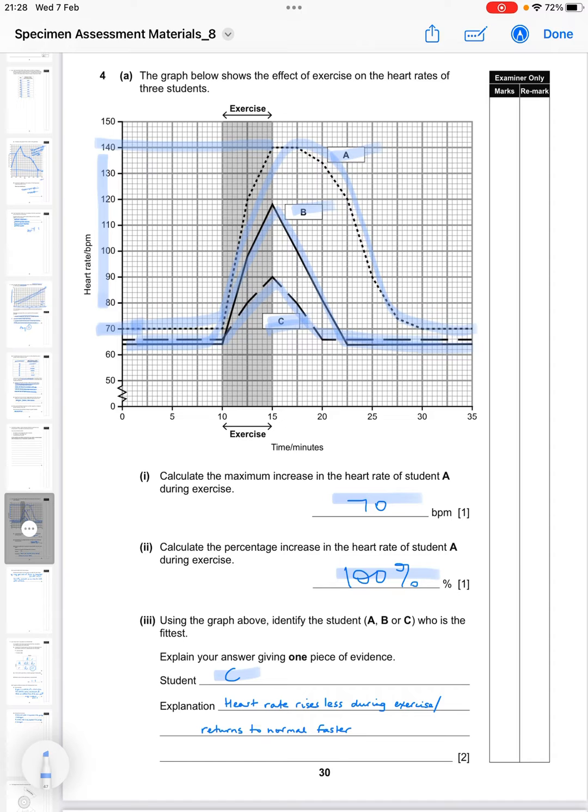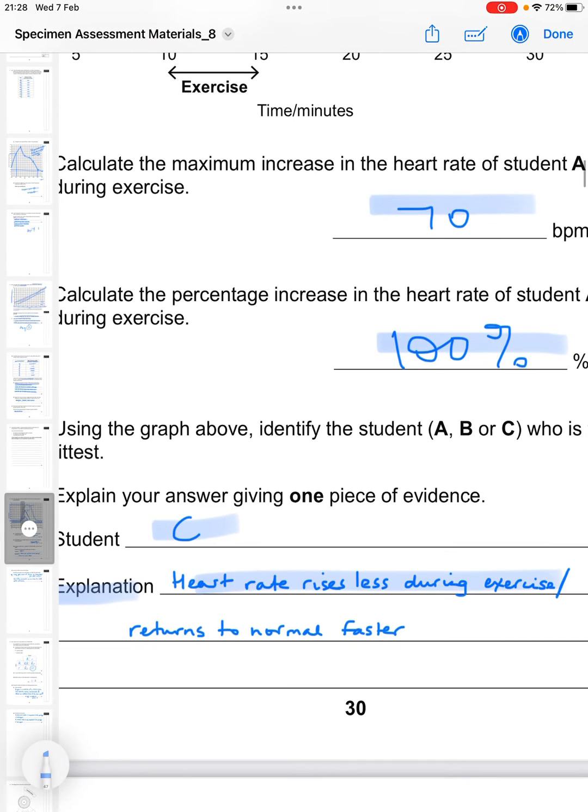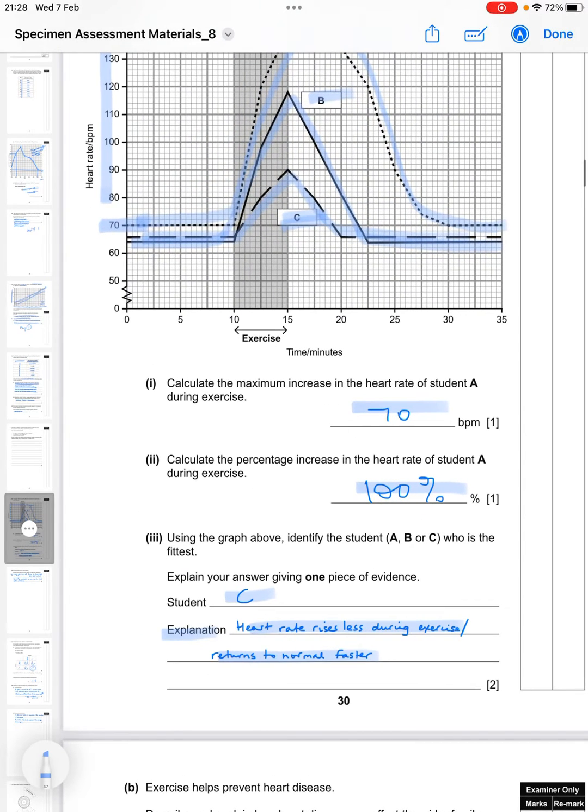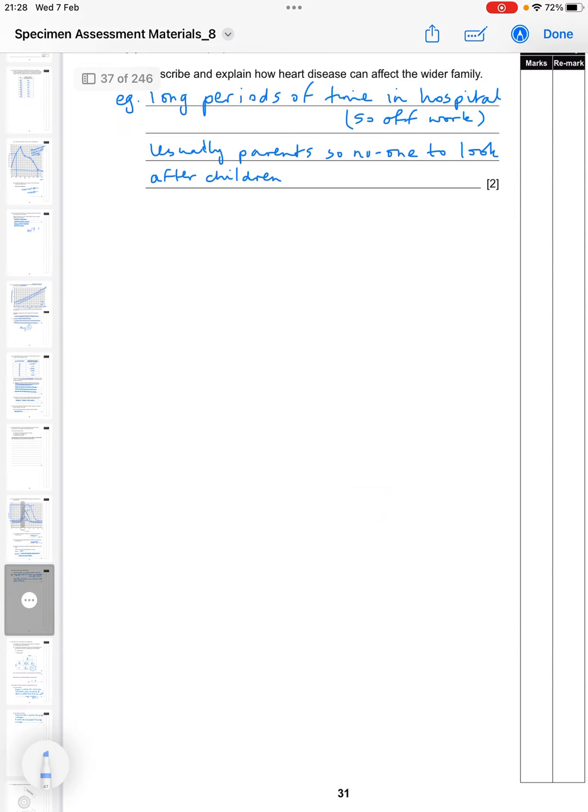Then using the graph above, identify the student who is the fittest. So that would be student C, 1 mark for that. And then your explanation is that their heart rate rises less during exercise, or it returns to normal faster. It's not actually lower to begin with because B's is the lowest at the start, just by about 2 beats per minute. But yeah, so it rises less and returns to normal faster.